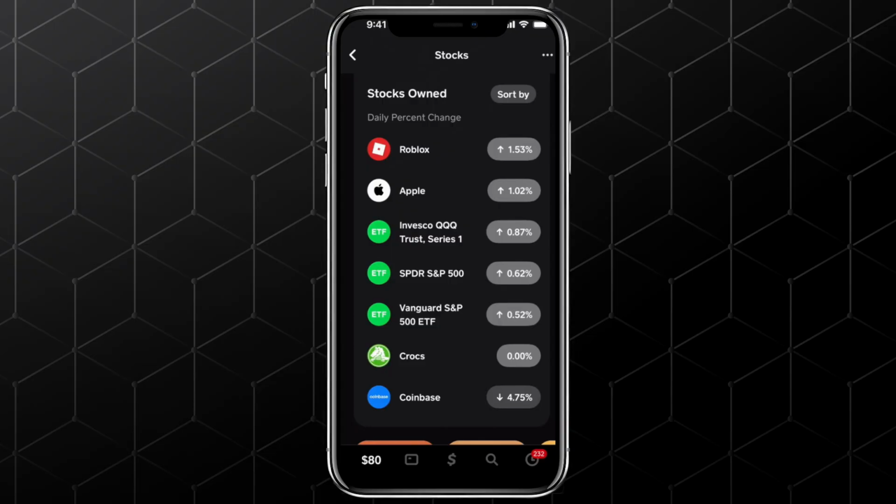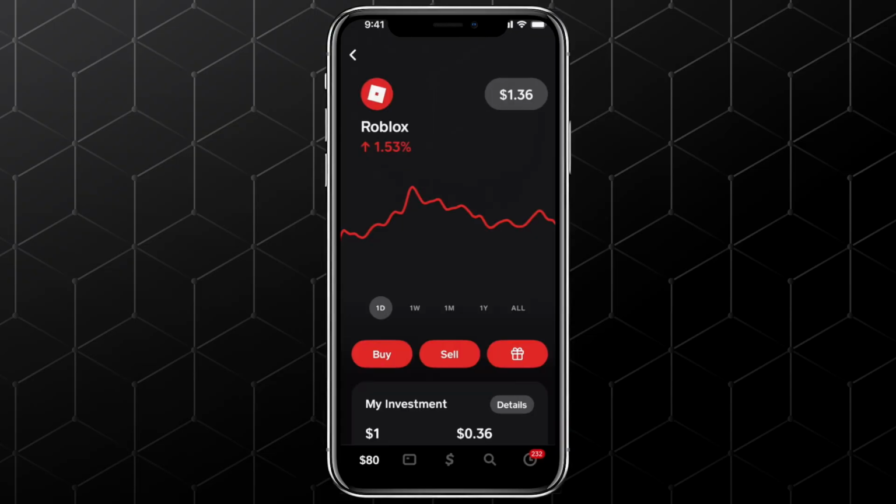Once you find a stock you want to purchase, tap on it to view detailed information about the company and its performance. To buy shares, tap the Buy button and enter the amount you want to invest. You can either invest a specific dollar amount or purchase whole shares. After confirming your purchase, Cash App will execute the trade when the market is open. The key to making money with stocks is buying when prices are low and selling when they increase in value.